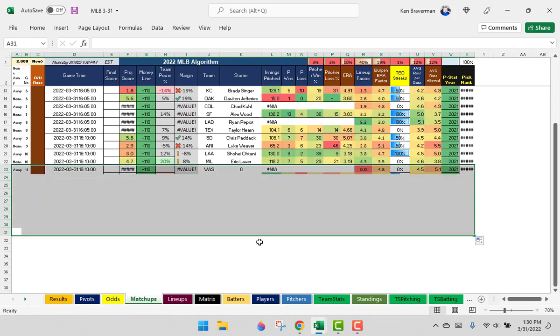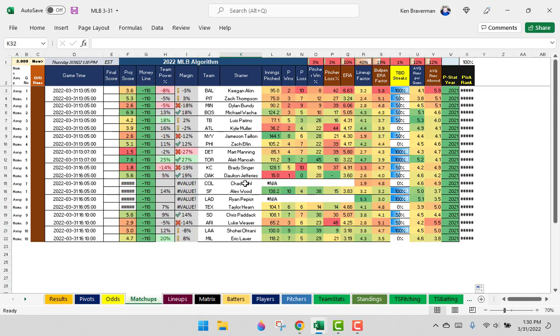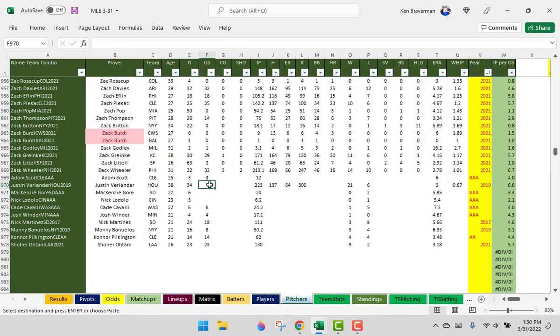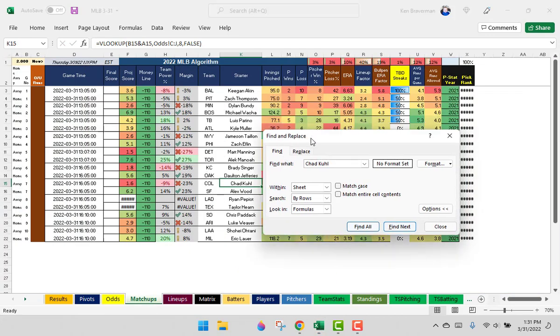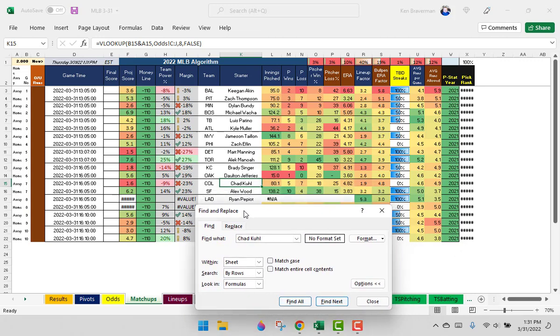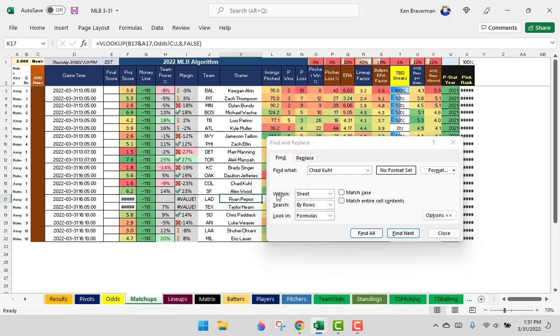All right. Here's the only games we can get accurate projections on, and we've got problems with pitchers. Well, what's going on? Did Chad Cool get traded? Let's look. Yep. He's now on, what was it, Colorado? Right? Yep. So we moved that. So now he works.